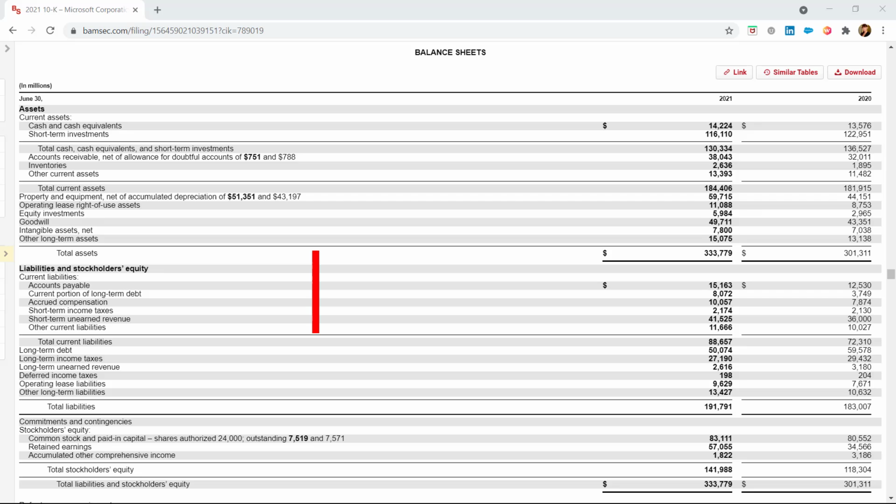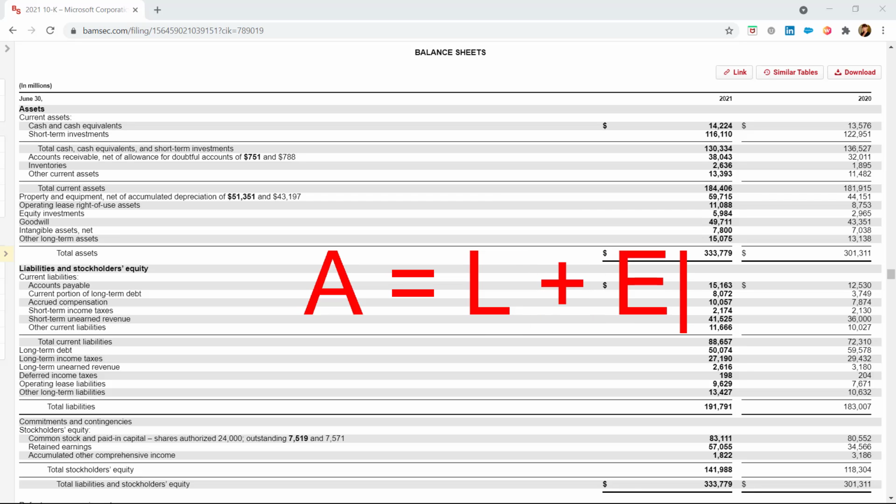When you build a financial model, you want to make sure your balance sheet balances, meaning your assets equals liabilities plus equity always.